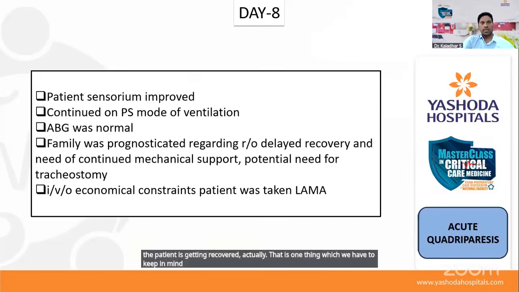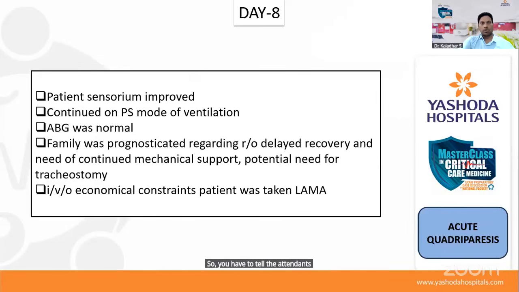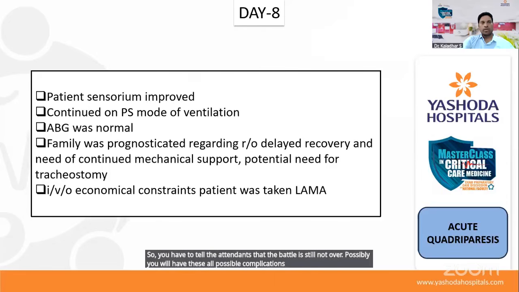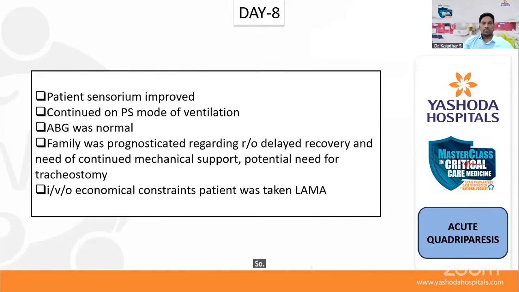So you have to tell the attendants that the battle is still not over. Possibly you will have all these complications, especially hemodynamic, as autonomic dysfunction is still going to come up, because the nadir of illness is up to 4 weeks. Probably in the initial 2 to 3 weeks, there are still going to be fluctuations in the course of the illness. So that is one thing which is very important from the prognostic point of view. I think we covered everything possible.